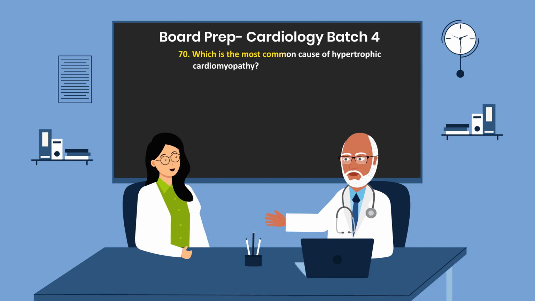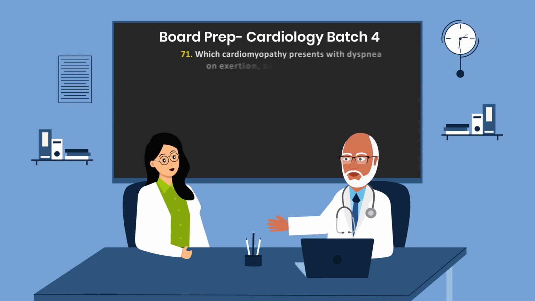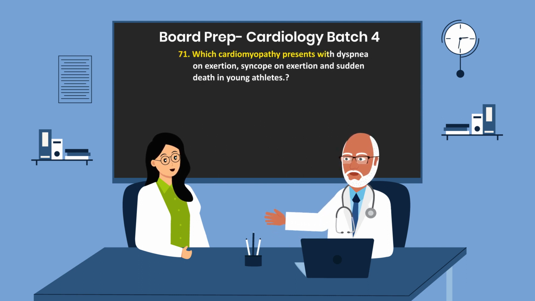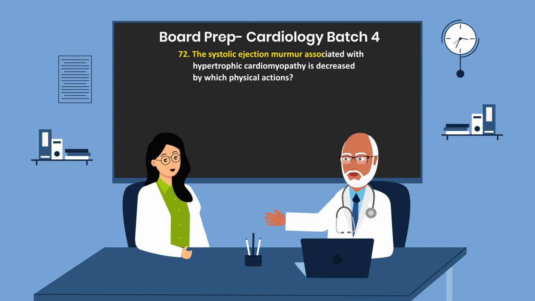Which is the most common cause of hypertrophic cardiomyopathy? Hereditary. It is an autosomal dominant disorder. Which cardiomyopathy presents with dyspnea on exertion, syncope on exertion, and sudden death in young athletes? Hypertrophic cardiomyopathy. The systolic ejection murmur associated with hypertrophic cardiomyopathy is decreased by which physical action?